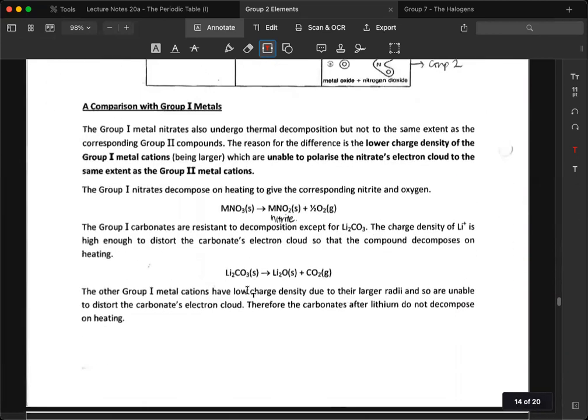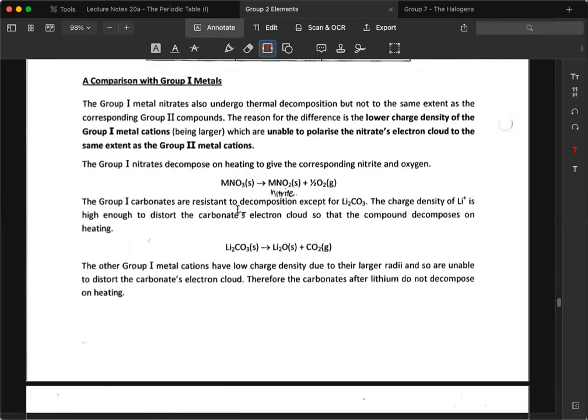So a comparison with group 1 metals. The group 1 metal nitrates undergo thermal decomposition, but not to the same extent as the corresponding group 2 compound. The reason for the difference is the lower charge density of the group 1 metal cation. Being larger, it cannot polarize the nitrate's electron cloud to the same extent as group 2. So group 1 nitrates will form nitrite and oxygen. They don't form NO2 and O2 like group 2, they cannot go so far.